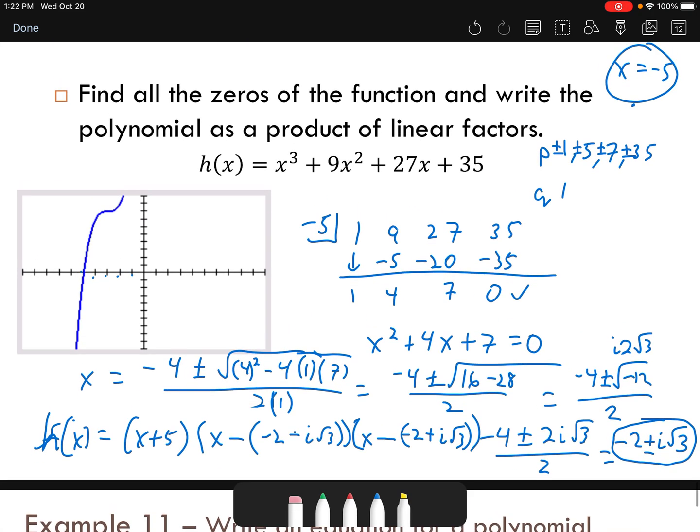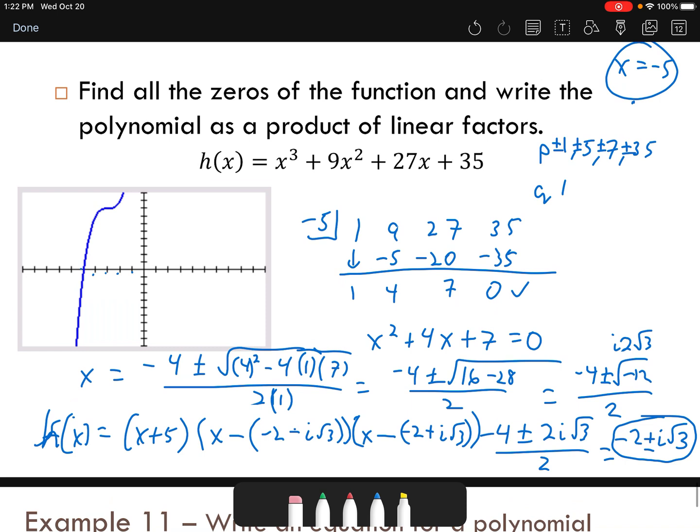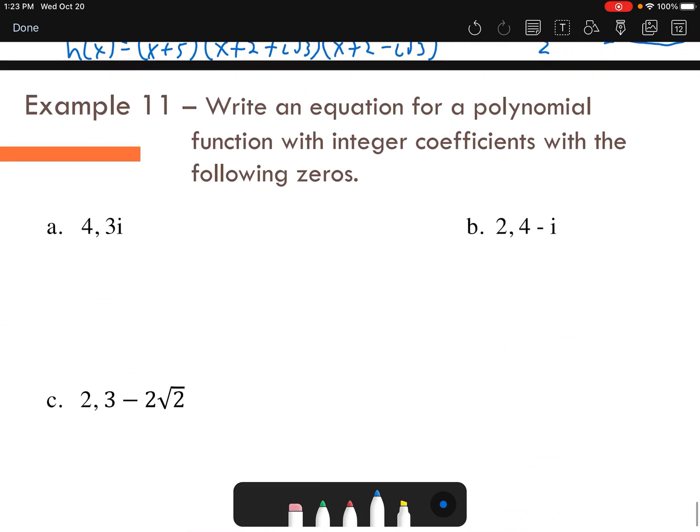Now, you may have to simplify this. I don't think you do on your WebAssign, but we could just distribute the negative sign. So it's x plus 2 plus i rad 3, and this would be x plus 2 minus i rad 3 is what it ends up being. So there's your factors.